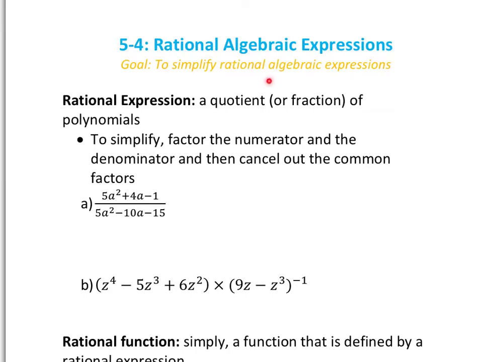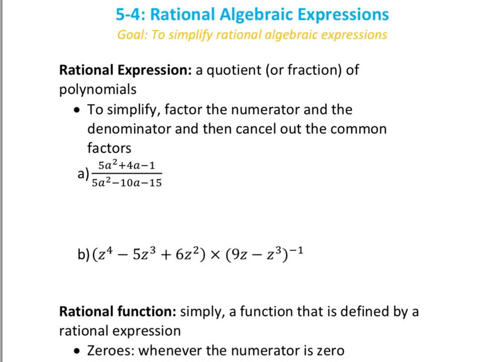A rational expression is just a quotient or a fraction of polynomials. So if you look down here at A, you've got a polynomial on top and a polynomial on the bottom. That's called a rational expression. In order to simplify these, that's why we had to do chapter 4 first. You have to factor the numerator, factor the denominator, and you'll be able to cancel out any common factors to get a simplified fraction. A and B here are just very simple examples, and then we'll get into more difficult ones on the next page.